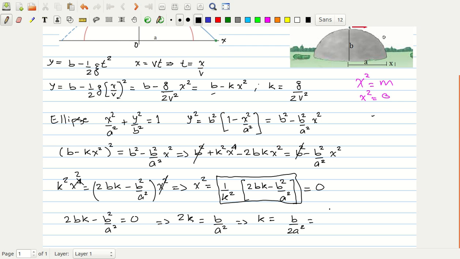But what was k initially? k was actually g by 2v square. So b by 2a square should be equal to g by 2v square. And from here we can solve for v, right? So now we are on the final step, so I don't want to go to the new page. I'll just do it somewhere over here. Just find some space, maybe I'll use this space over here.